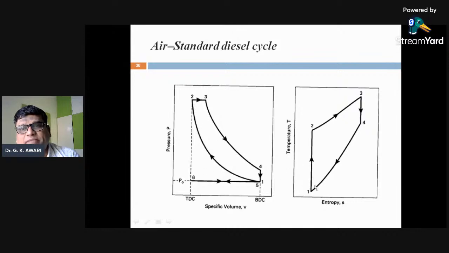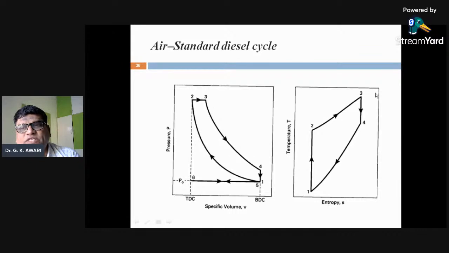So entropy remains constant. So 1 to 2, you can see that entropy at point 2 is equal to the entropy at point 1. Then 2 to 3 is nothing but the constant pressure process, heat addition at constant pressure process. So 2 to 3, here you can see that temperature T3 minus temperature T2 is the heat added to the compressed air or the compressed gas.